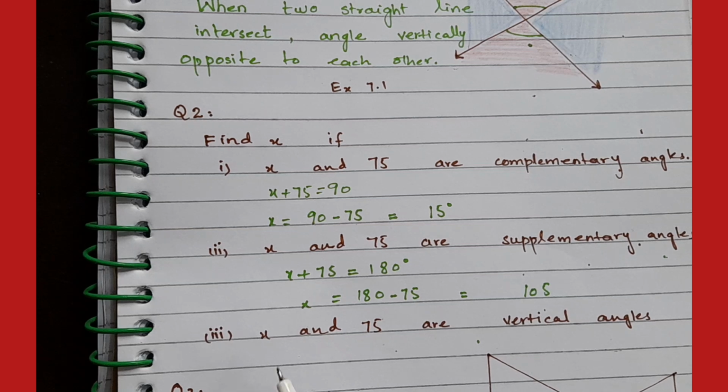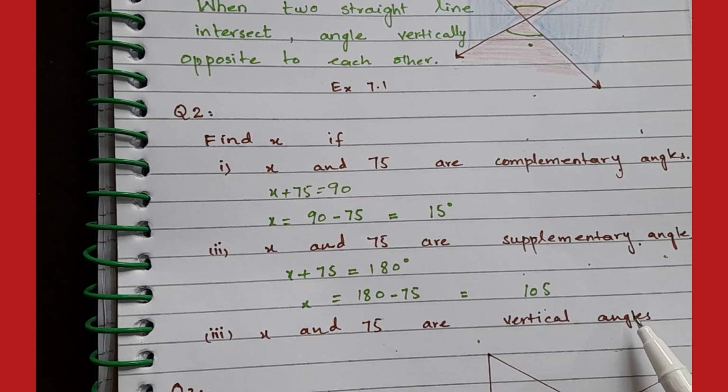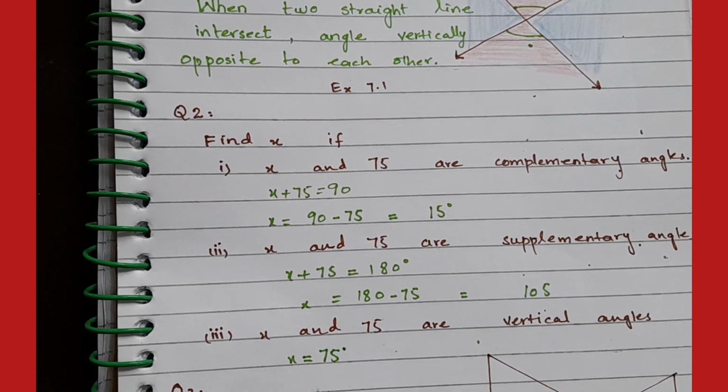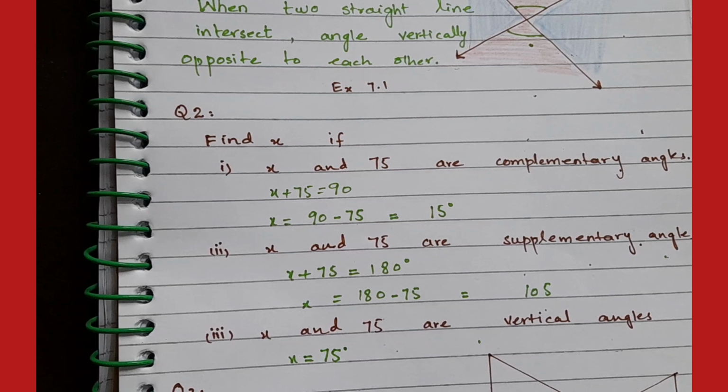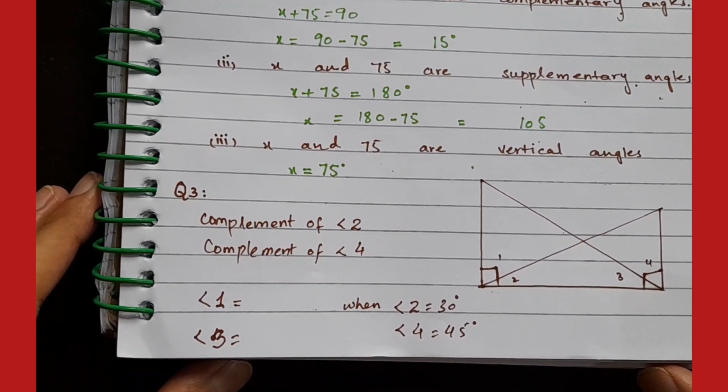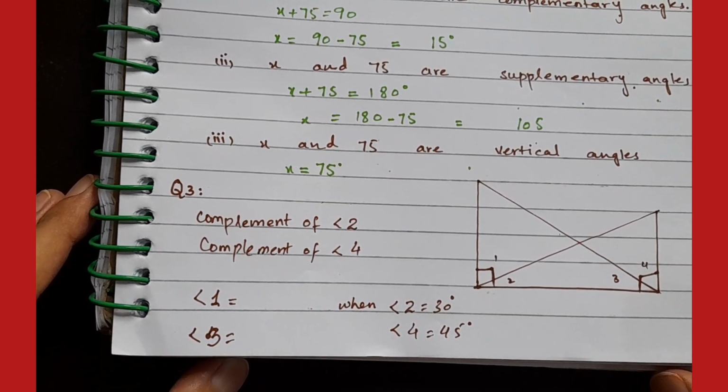If we say that x and 75 are vertical angles, then as we said above, vertical angles are equal. So if x is 75, then the vertical angle is 75, so x is also 75. Okay, this is question number 2. Now let's come to question number 3.